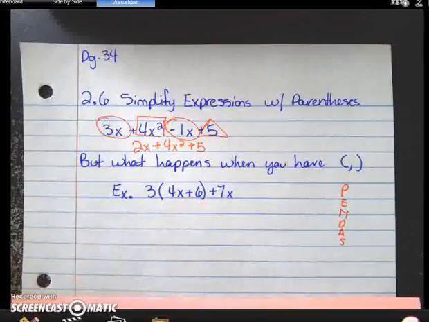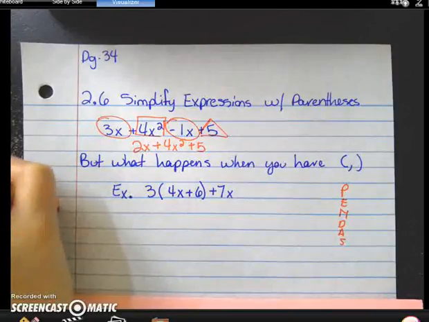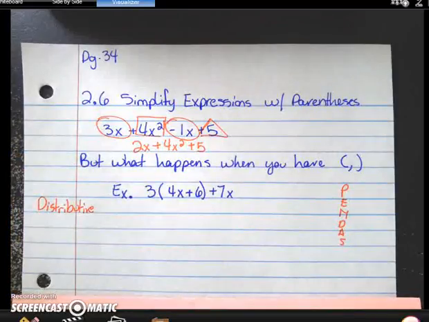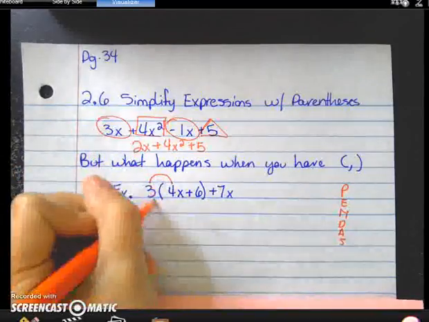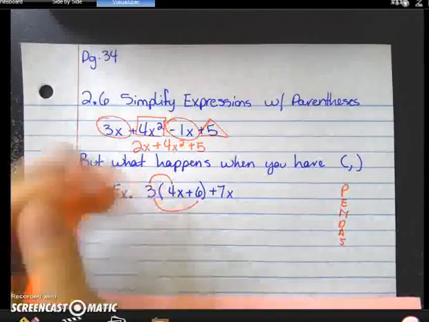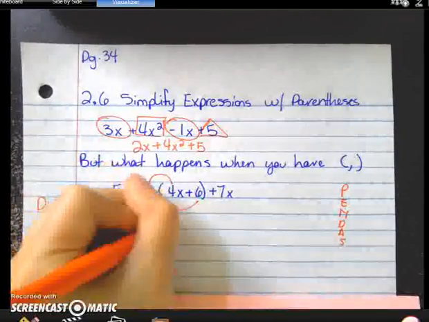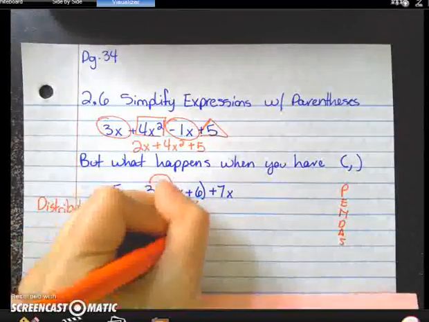So the best thing to do when we have that is to get rid of the parentheses, and we have a great property, that's right, the distributive property, to help us do this. I'm going to use the smiley face method for this one, which means I'm going to multiply 3 by 4x and 3 by 6. So 3 times 4x is 12x, 3 times 6 is 18. They're joined by addition, and then I just need to bring down my 7x.